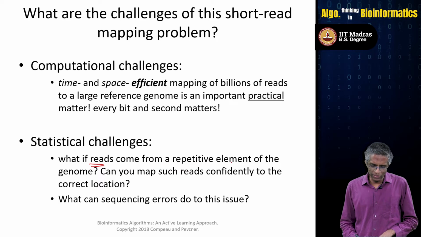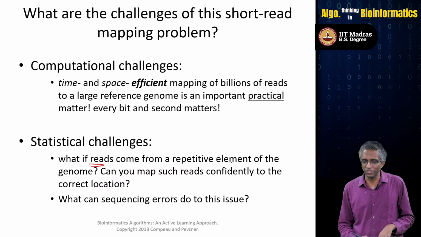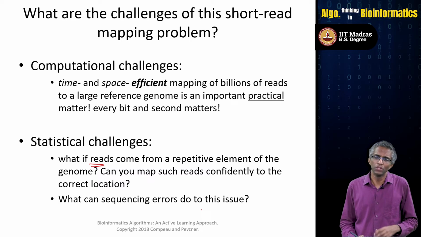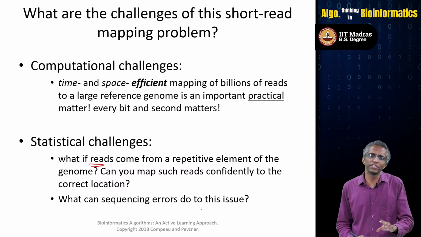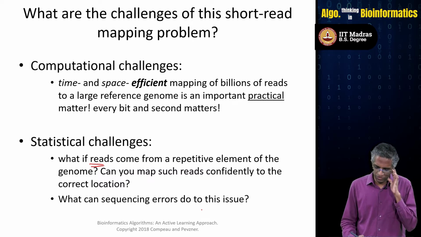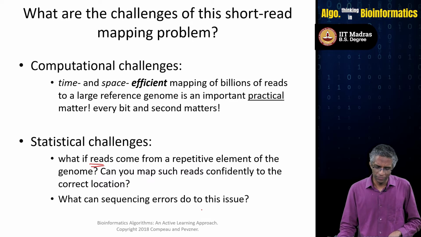So then the question is, can you give some continuous quantitative scores to confidently map those reads to the correct location? And sequencing errors can also exacerbate this issue, can make it more serious. So these are some of the challenges. We will mostly be addressing the computational challenges in this particular session. The statistical challenges, I want to mention, but this is something that we won't explicitly address here.